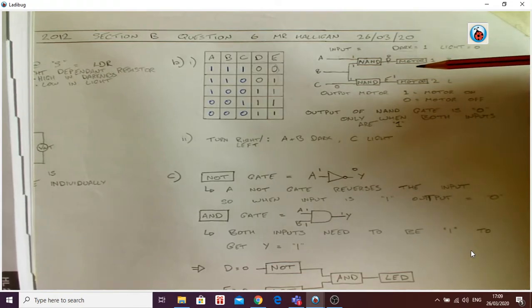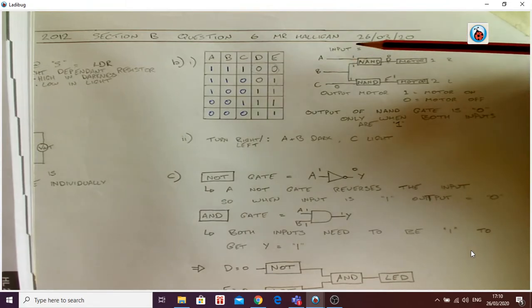If you wanted to get it to turn in one direction, they can't both be turned on. So only one of the motors can be turned on at this stage. So we go over to our truth table. We see, is there any state where only one motor is turned on?